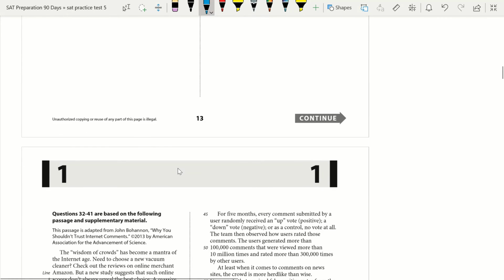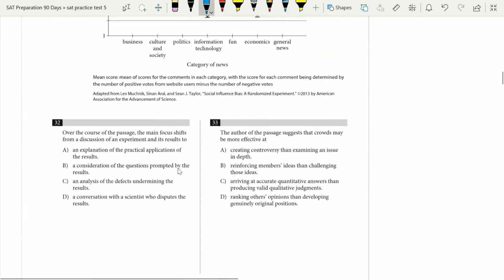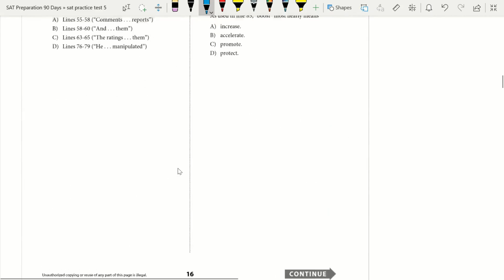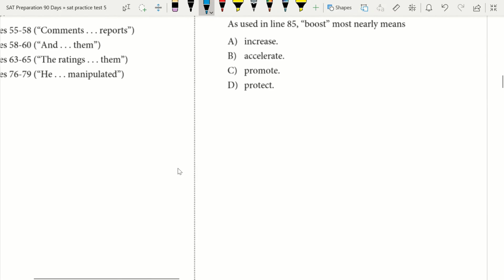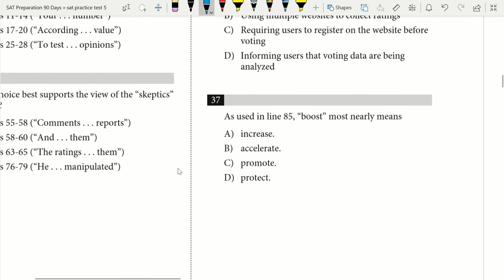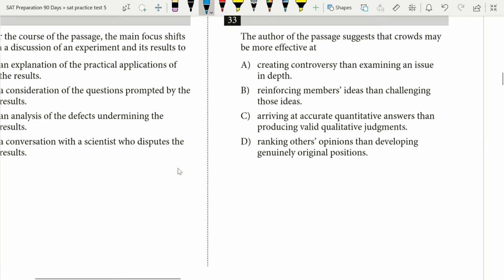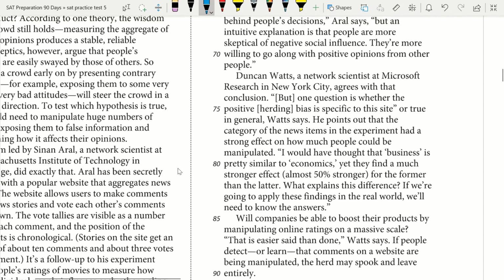All right, so I got one more example of this for you. This is going to be with question 37. So let's go find question 37. Okay, we've got, as used in line 85, boost most nearly means what? So let's go up to line 85. We'll find boost and we'll come up with what it most nearly means before reading our answer choices.